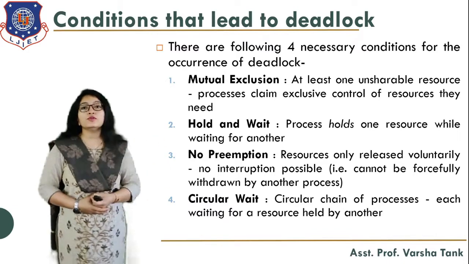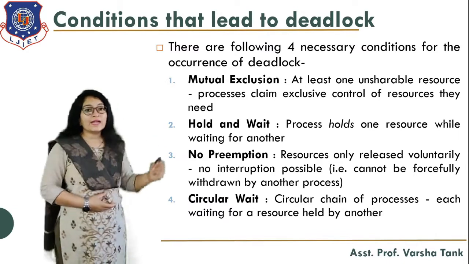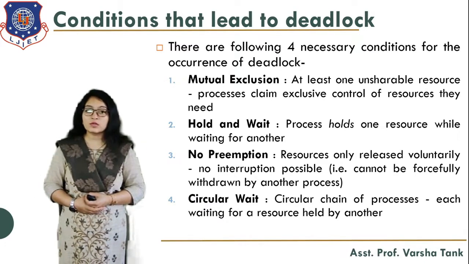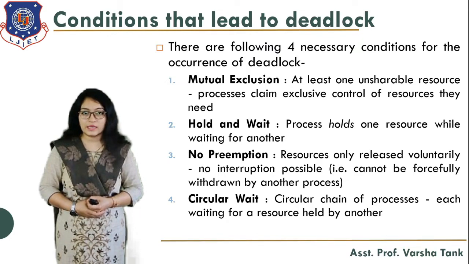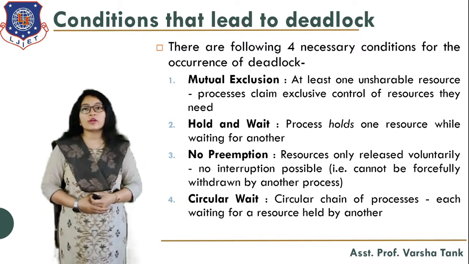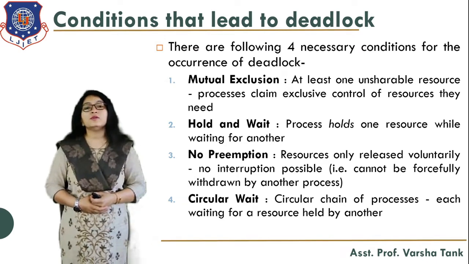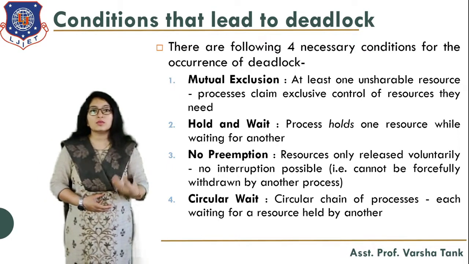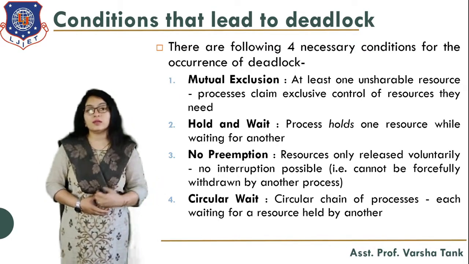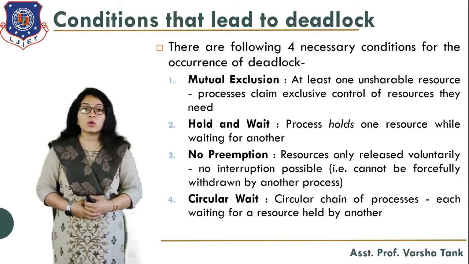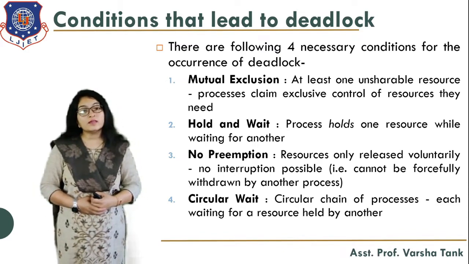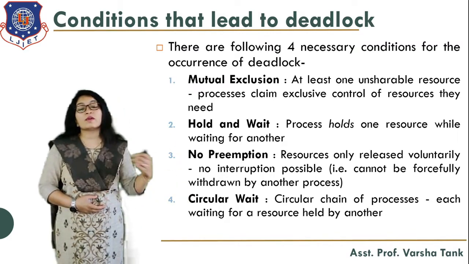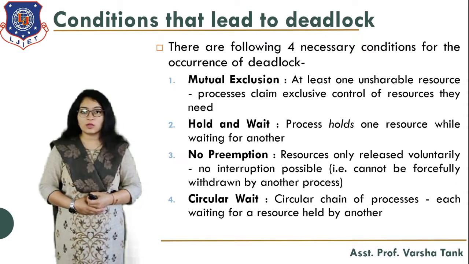So first of all, mutual exclusion. That means at least one unshareable resource, that means the processes claim exclusive control of the resource they need. So if at least one unshareable resource is there, then mutual exclusion should be there. Then next is hold and wait. That means a process holds resources while waiting for others. For example, process P1 is holding the resource R1 and it requires the resource R2. So it will not release the resource R1 and it is waiting for the resource R2. That is what hold and wait is.